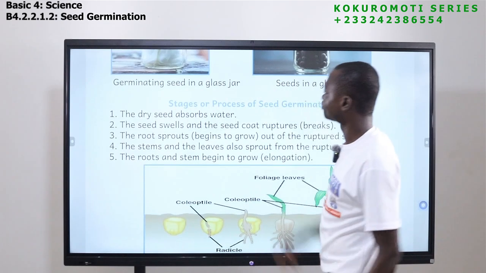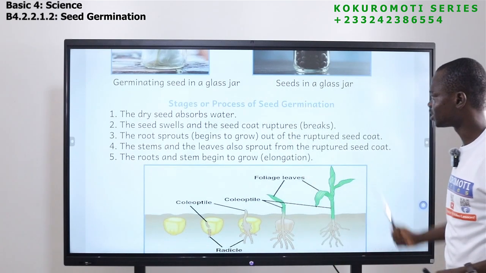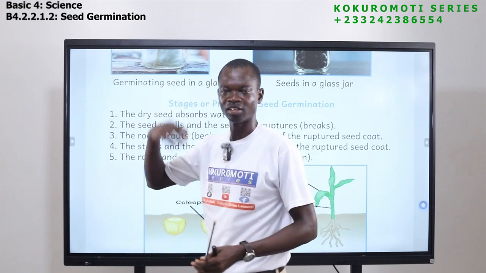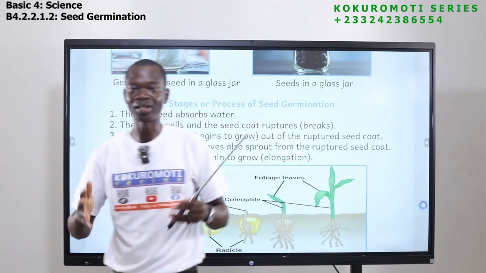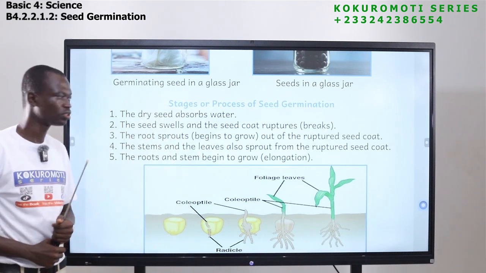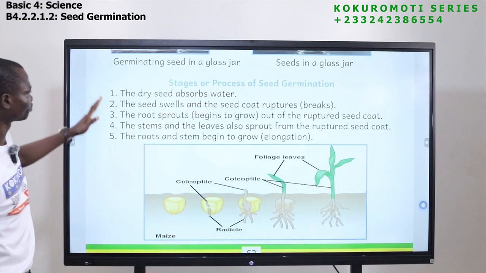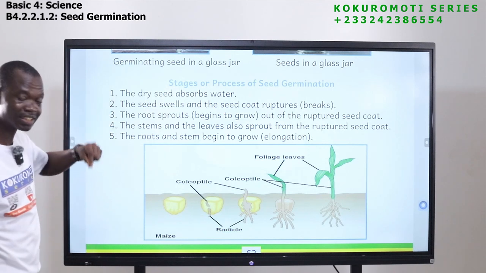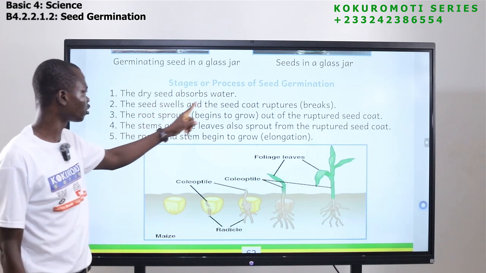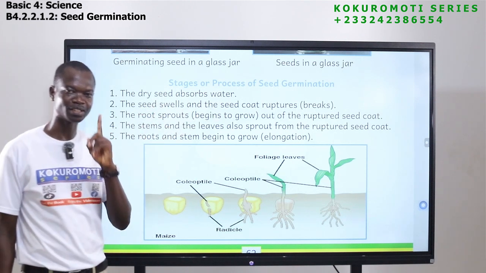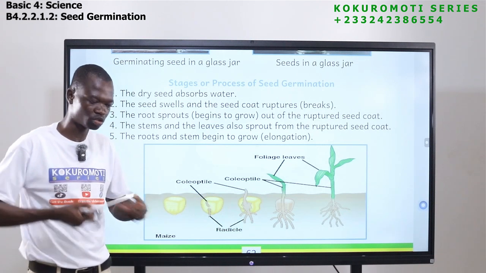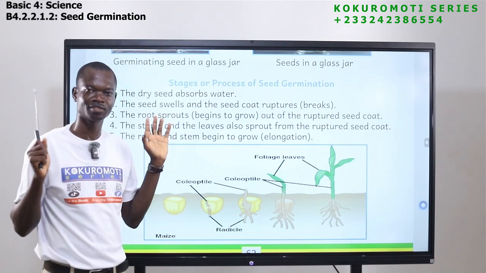Okay, now stages or processes of seed germination. So germination, they move from one step to another step, to another step before we see the whole plant out of the seed. So let's look at the stages that germination goes through. The first one, if you put the seed in the soil, these are the things that will happen. The first thing, the dry seed absorbs water. So you see, water is important. Without water, germination will not take place. So what the seed needs is to absorb water first.